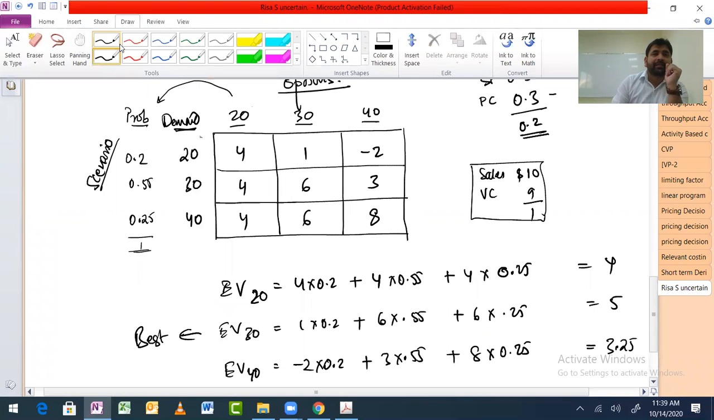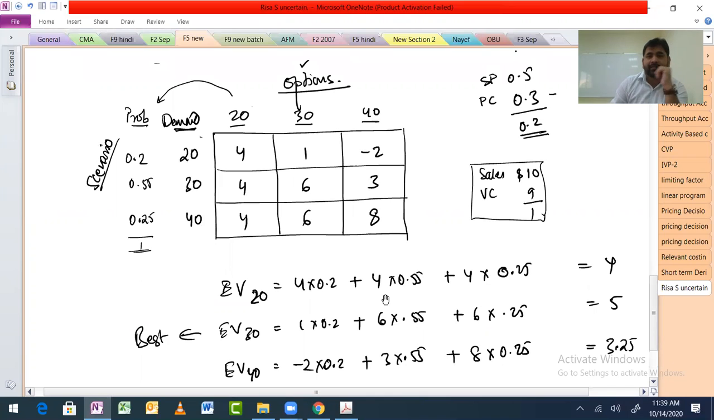Our answer in this particular question that we just did, our answer is this one, right? It means we'll be buying 30 magazines, correct? Now, our answer is based on what? Our answer is based on this number, 5. The point is that if I buy 30 magazines, on an average there are chances that I will earn $5, correct?